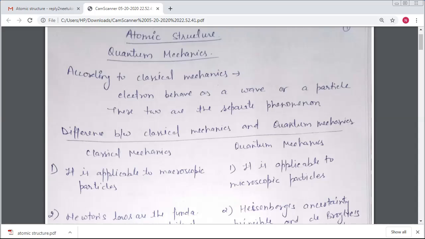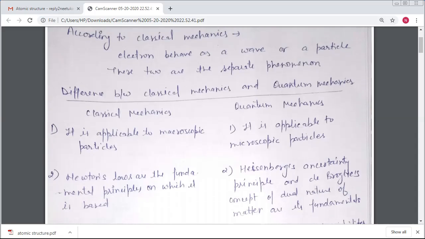The first theory is called the classical mechanics. So according to the classical mechanics, the electron behaves as a wave or as a particle. So these two are separate phenomena. Either we say that the electron behaves as a wave, or we can say that the electron behaves as a particle. So both are separate phenomena. So here is the difference between the classical mechanics and the quantum mechanics.